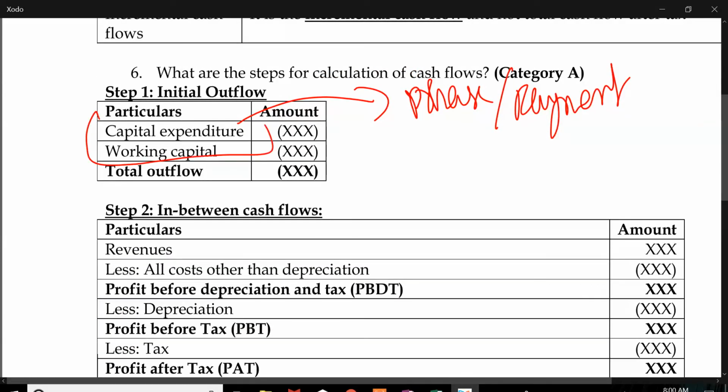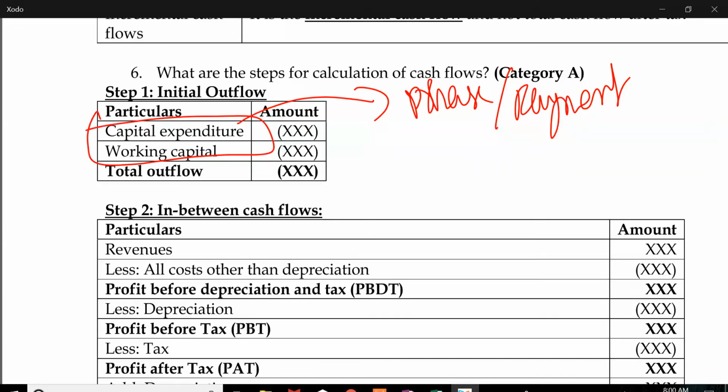Now, whatever money is blocked on day 1 will get released once the project is over. It could be year 10, year 15. That's technically called terminal flow. In the terminal flow, you'll have two things. One, recapture of working capital. What is recapture of working capital? Whatever money is blocked on day 0 is released at the end of year 5. Why am I writing at the end of year 5 as well as year 0? Year 0 money blocked is 1 lakh. Year 5 money released is 1 lakh.